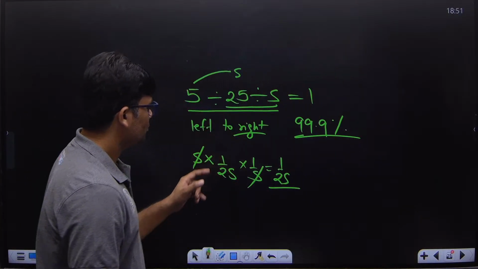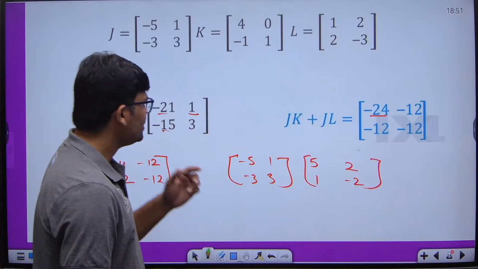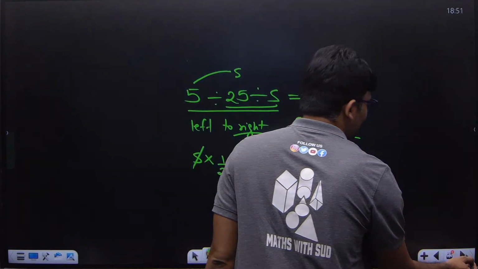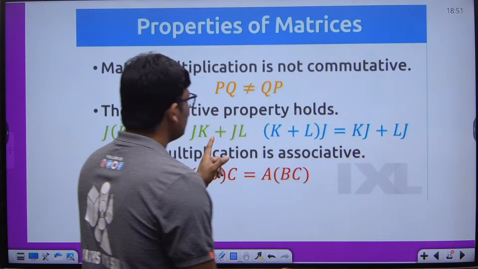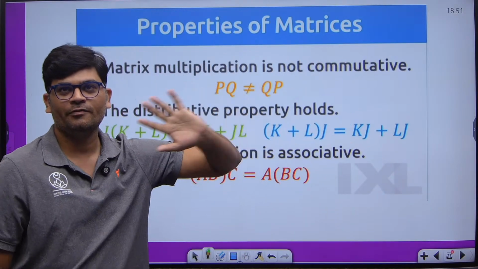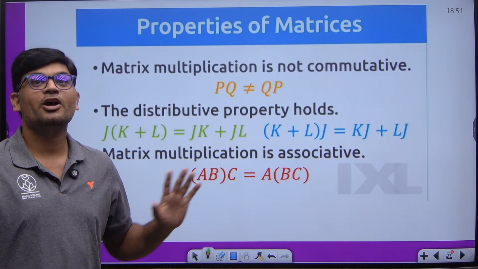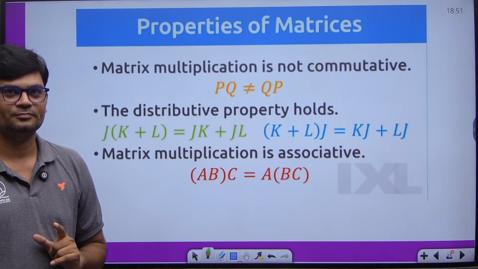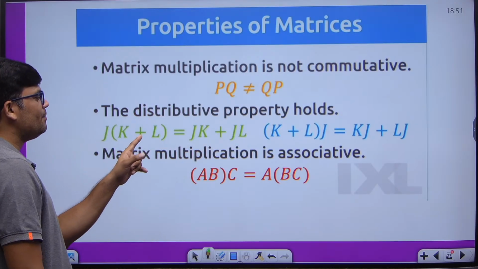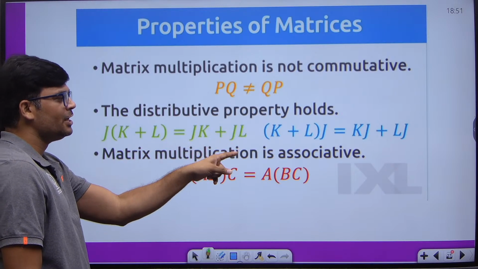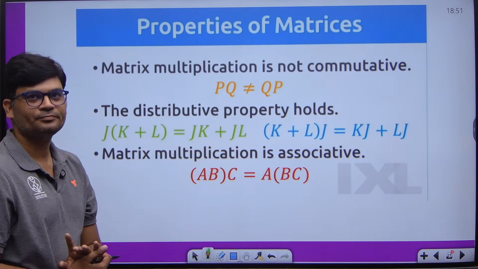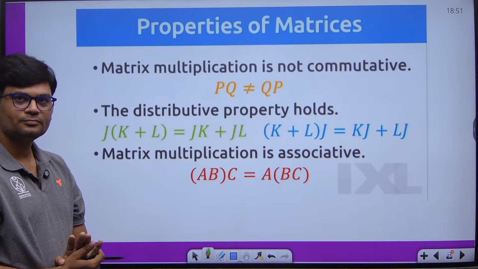So we were discussing this part. We say that it is not only the left distributive, but it is also the right distributive as well, because we are multiplying. So J times (K plus L) can be written as JK plus JL, or it can be written as (K plus L) times J, KJ plus LJ.